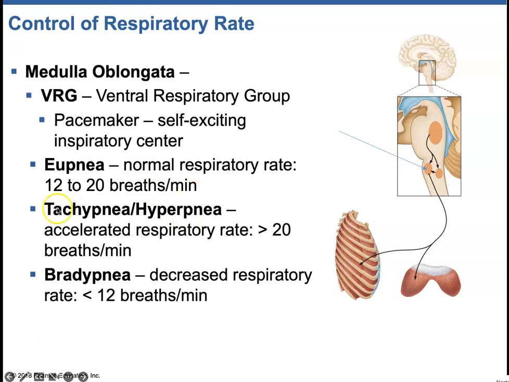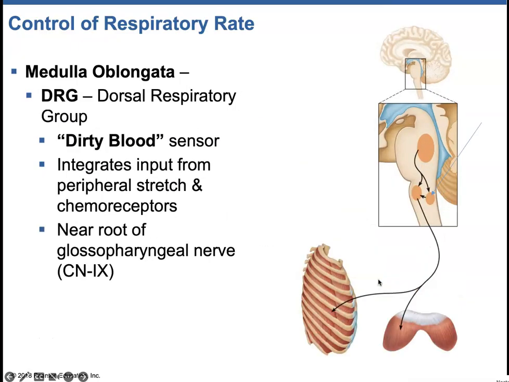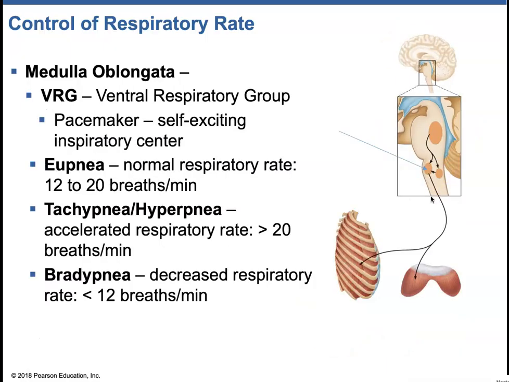If you have what's called tachypnea or hyperpnea, that means you're breathing faster. This is an accelerated respiratory rate. And if you have bradypnea, that means it's lower. So based on what is coming in from our DRG, right, our stretch receptors and our chemoreceptors, that signal comes in. It tells that dorsal respiratory group, hey, we need to either increase or decrease our respiratory rate. And then the signal goes out from the ventral and then off it goes.